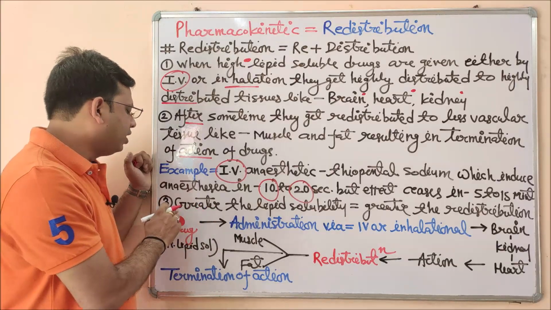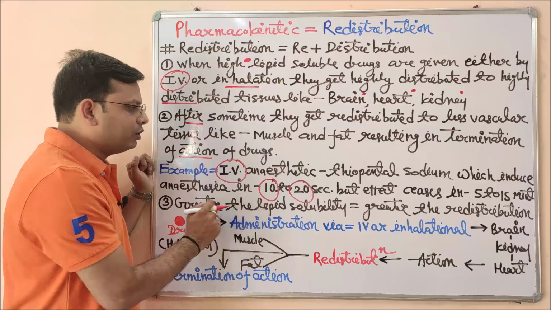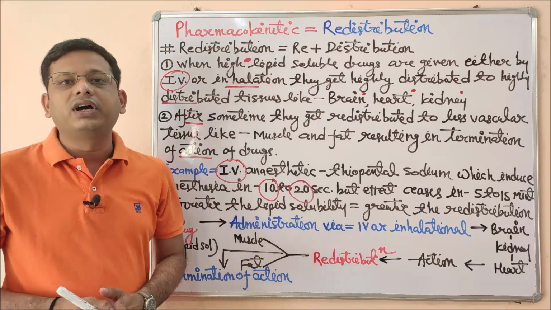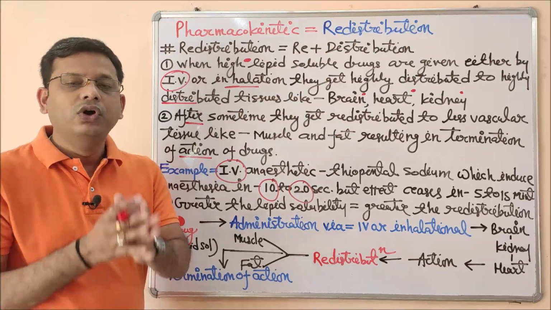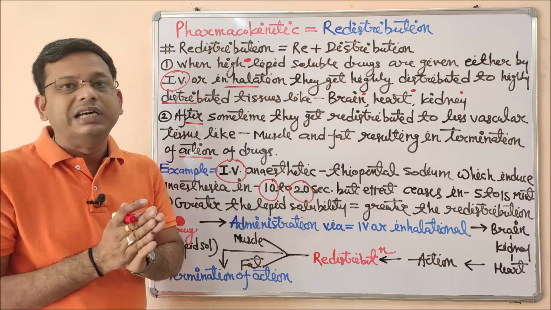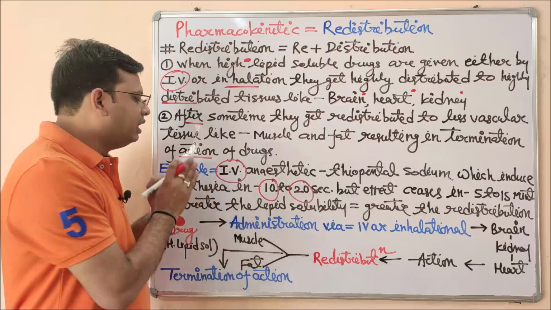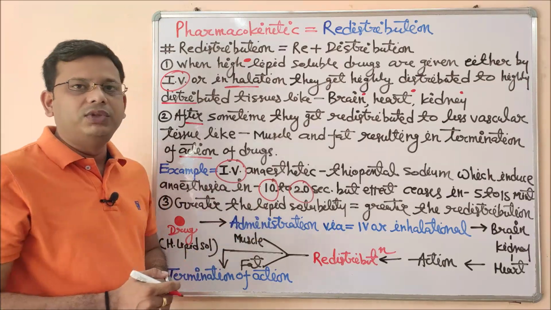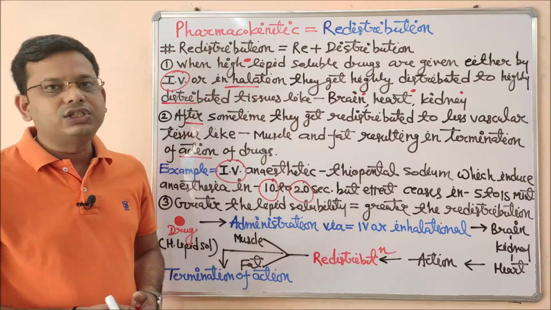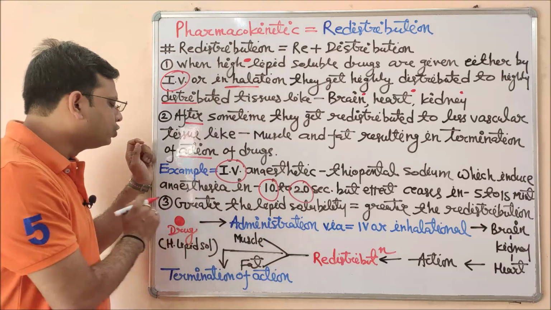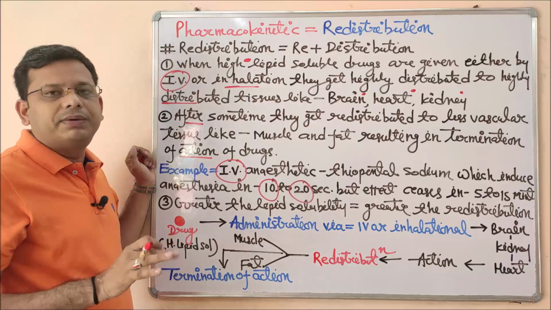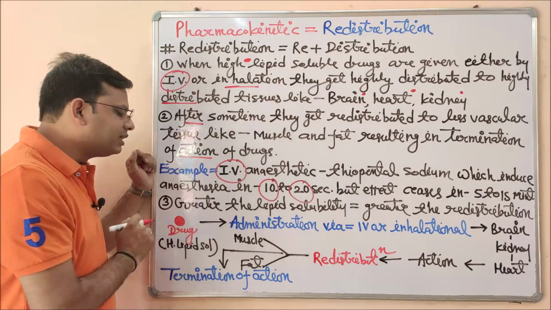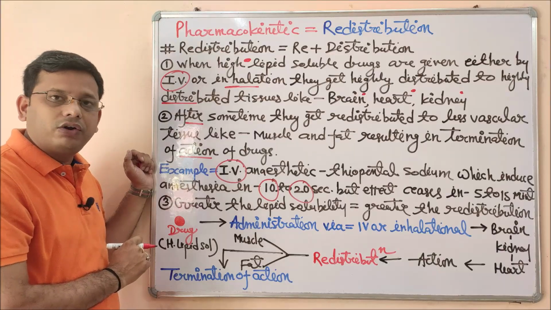So this is important. Now another point: greater the lipid solubility, greater the redistribution. If the lipid solubility of the drug is high, then its redistribution will be proportionally high. That means redistribution is directly proportional to the lipid solubility of the drug. High lipid solubility, high redistribution. So this was a basic and small concept regarding redistribution. This was hardly a paragraph topic, but this example and this diagram will clear your concept.